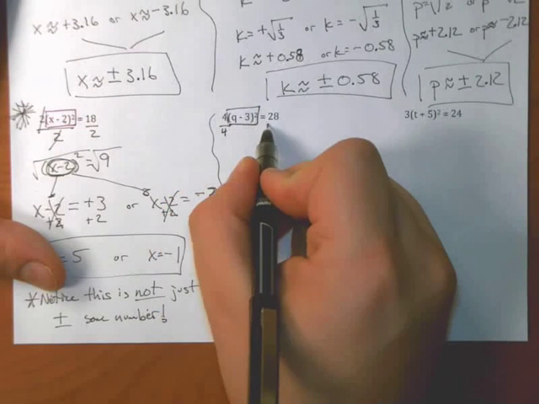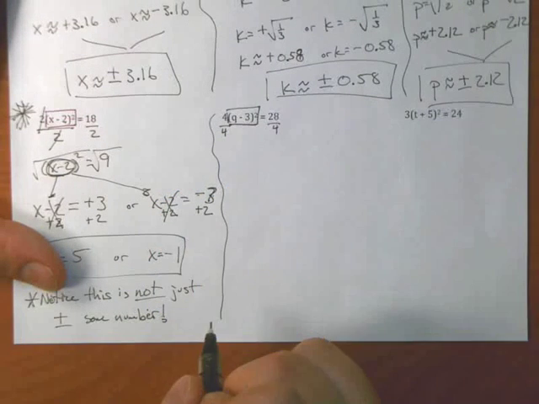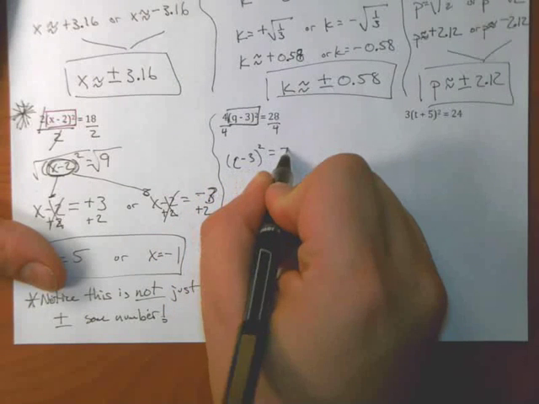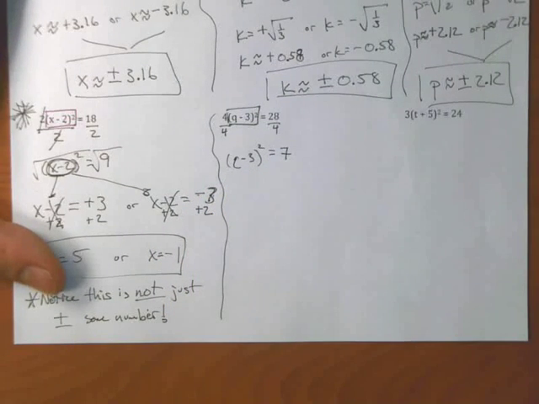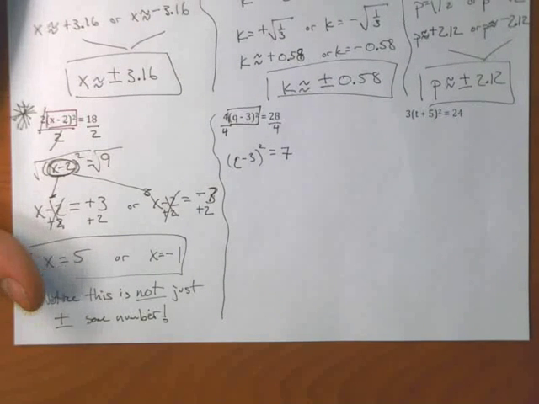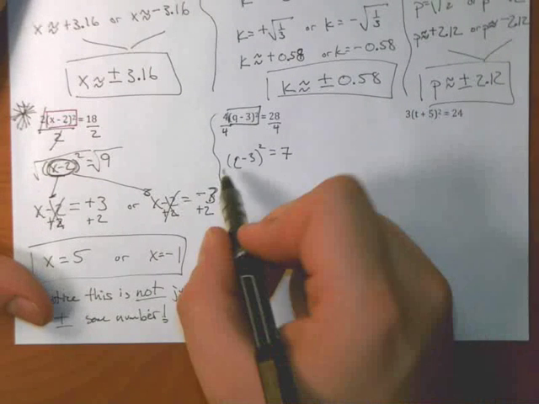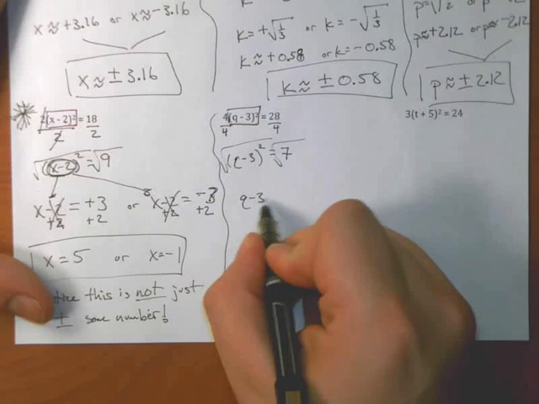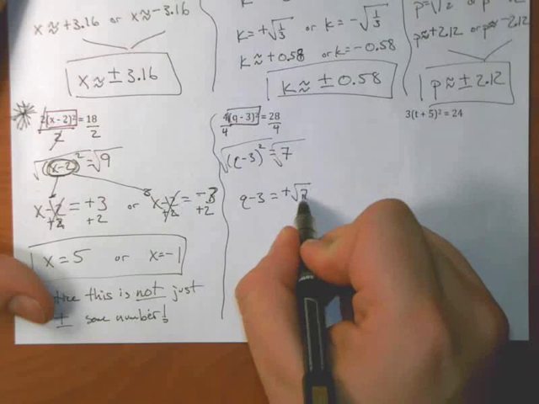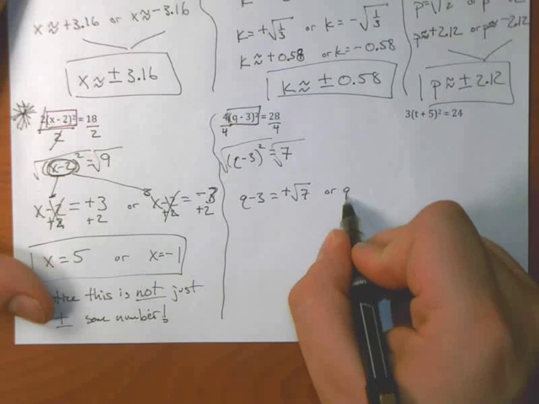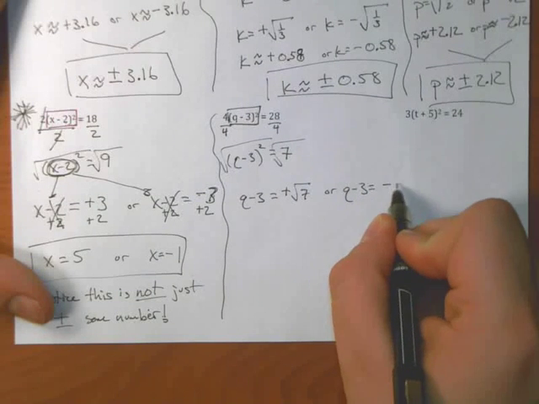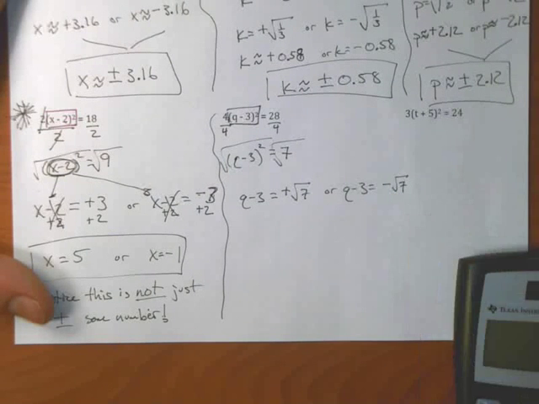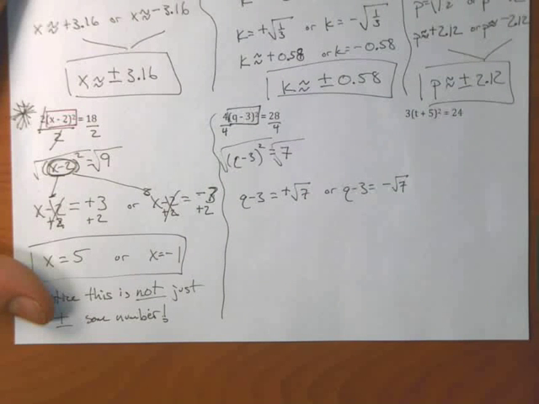Okay. Let's try this guy. So I need to get what's being squared, which is this group, by itself. So I divide both sides by 4 and get that q minus 3 squared is equal to 7. Okay, so now I find a square root, and I get that q minus 3 is equal to the positive square root of 7, or q minus 3 is equal to the negative square root of 7.